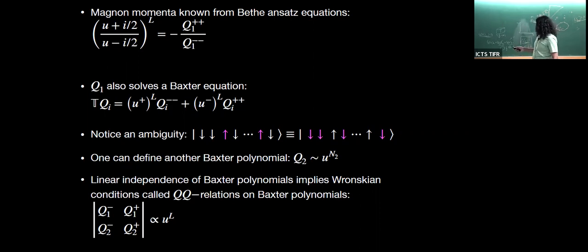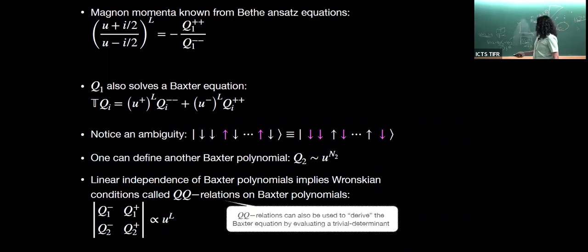Okay, so before I continue on this point, let me just reiterate that the charges of the state, in some sense the number of magnons, actually live in the asymptotics of the Baxter polynomials. And this is an important point. All right, so the linear independence implies that we have this Wronskian relation, which just says Q1 and Q2 arranged in this determinant form are proportional to u to the power L, where L is the length of your spin chain.